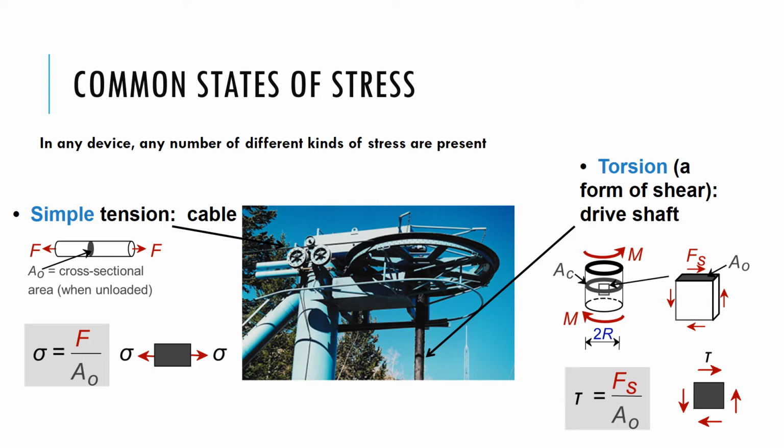And in any device, and this is important for all applications in physics and engineering, any device is experiencing a number of different stress states. So look at this fairly rudimentary piece of equipment here. It's a ski lift. The cable is under simple tension. It's being pulled in two directions. And the drive shaft is under a shear stress. It's turning and is experiencing a shear stress.